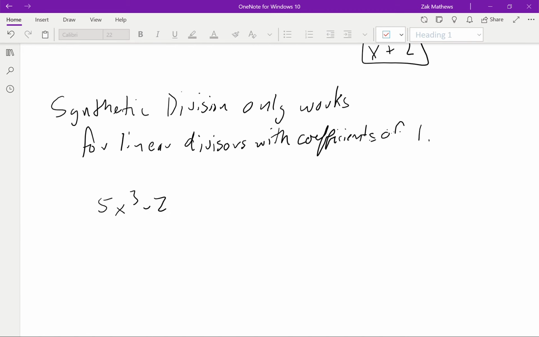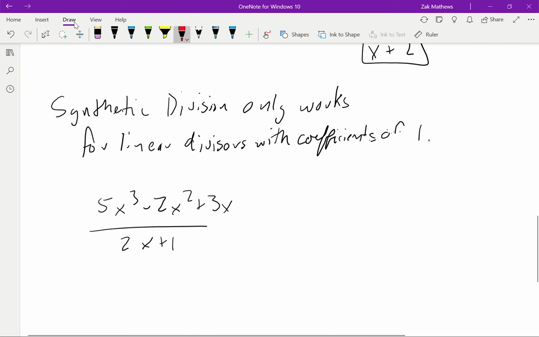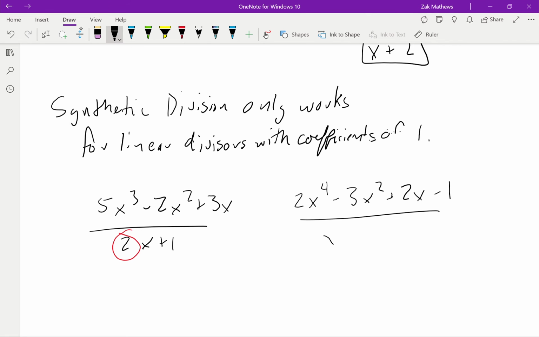So for instance, a couple things that we could not do. 5x cubed minus 2x squared plus 3x over 2x plus 1. The problem there being 2. That is not a coefficient of 1, and so we cannot do that division with synthetic. We would need to go back to long division. We have 2x to the 4th minus 3x squared plus 2x minus 1 over x squared plus 3. Cannot do that using synthetic division. X squared, that's quadratic, we need not linear. We need to go back and use our long division. So we can only use synthetic division for linear divisors with coefficients of 1.